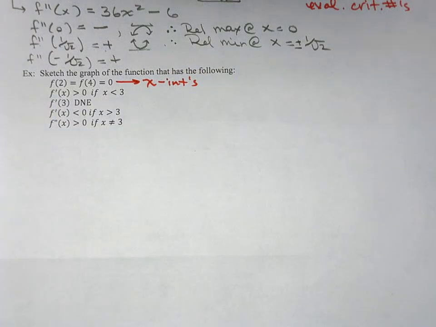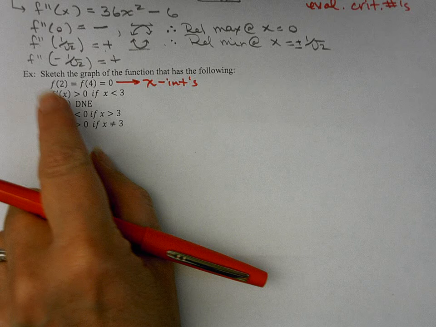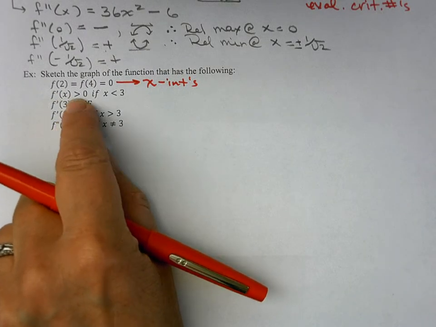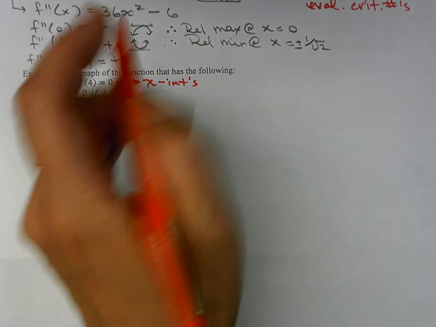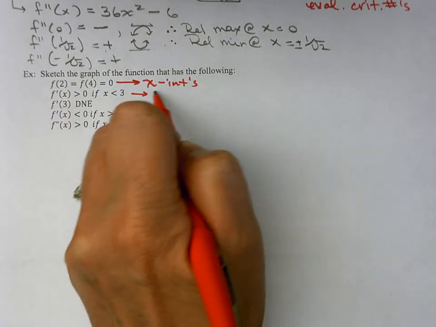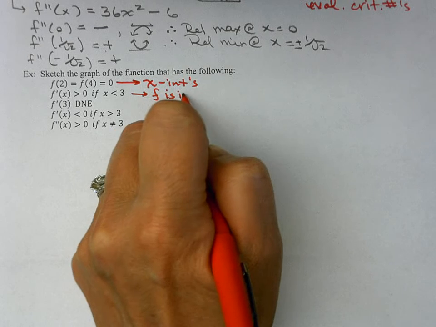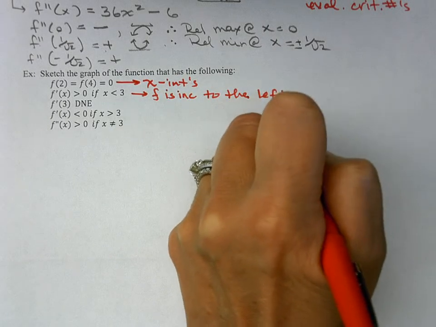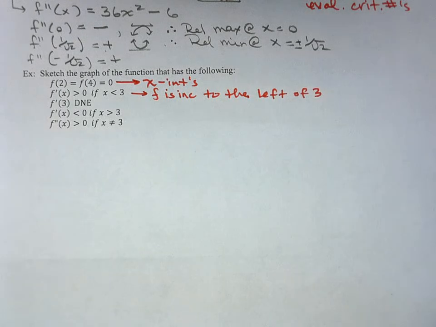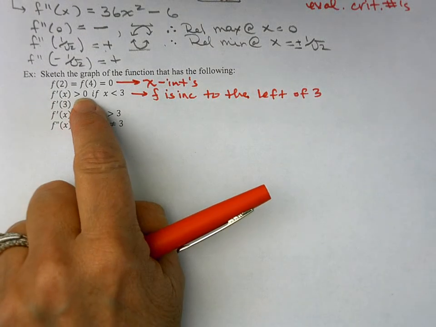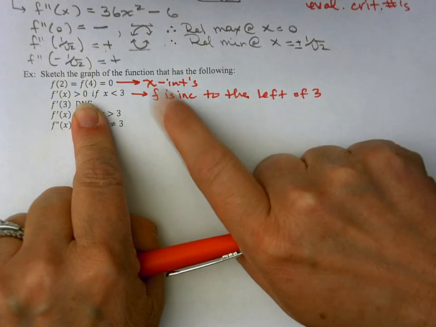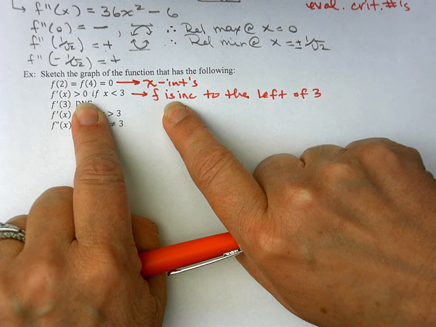So then this section here is telling me f prime of x is greater than 0. So the first derivative is positive whenever x is less than 3. So this is telling me where f is increasing. So f is increasing to the left of 3. That's what that's telling me. So f prime greater than 0 means that f prime is positive, and if f prime is positive, that definition is f is increasing, okay, and then to the left of 3.